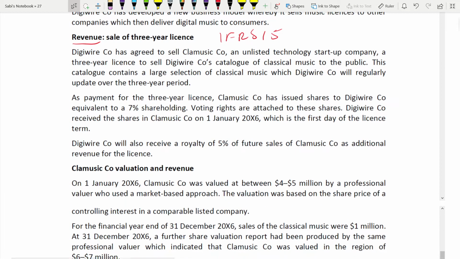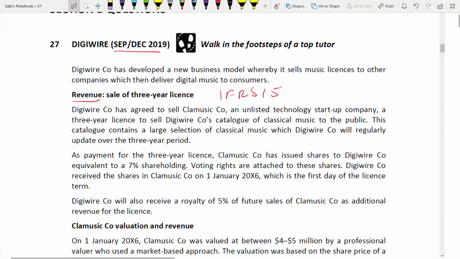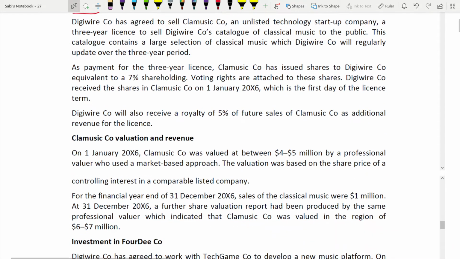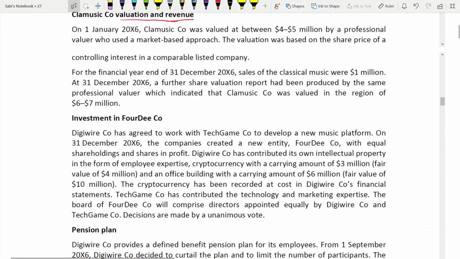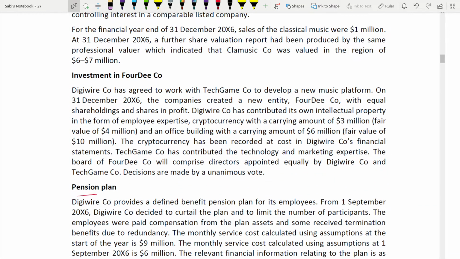Next, Clay Music Company valuation and revenue. But don't just assume that it's only IFRS 15. When you read, there will be some other small standards inside also. Looking at valuation and revenue, I cannot tell which standard it is. I only know it's IFRS 15 till now, because valuation of what, we still don't know, right? Investment in 4D company, pension plan, so this is IAS 19.